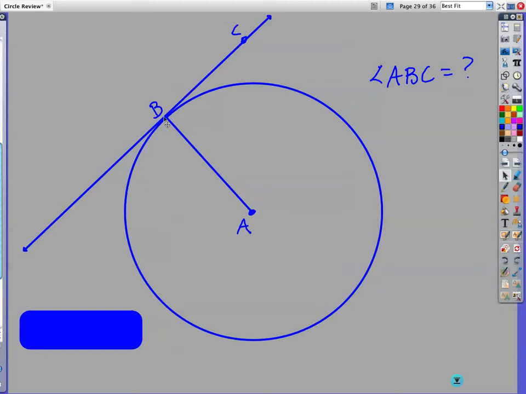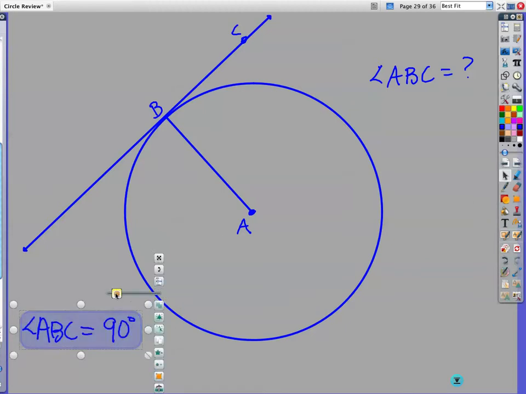All right, your radius comes out here to meet a tangent line. This is the point of tangency. I want to figure out angle ABC. Anytime a radius meets your point of tangency, you have a 90-degree angle.